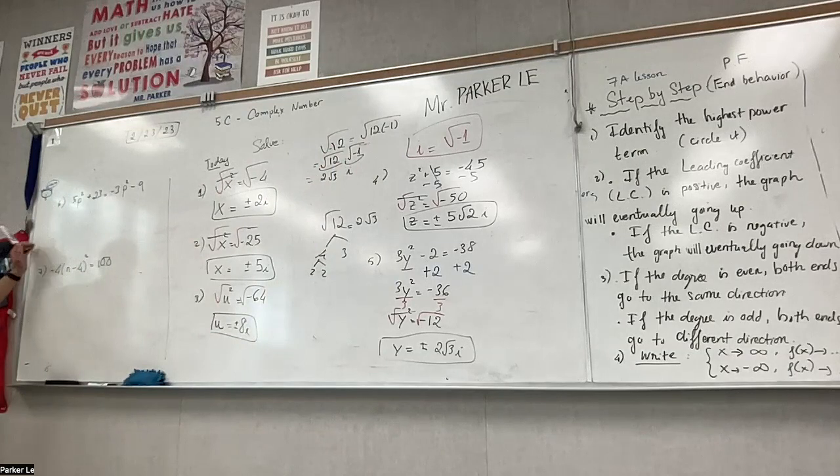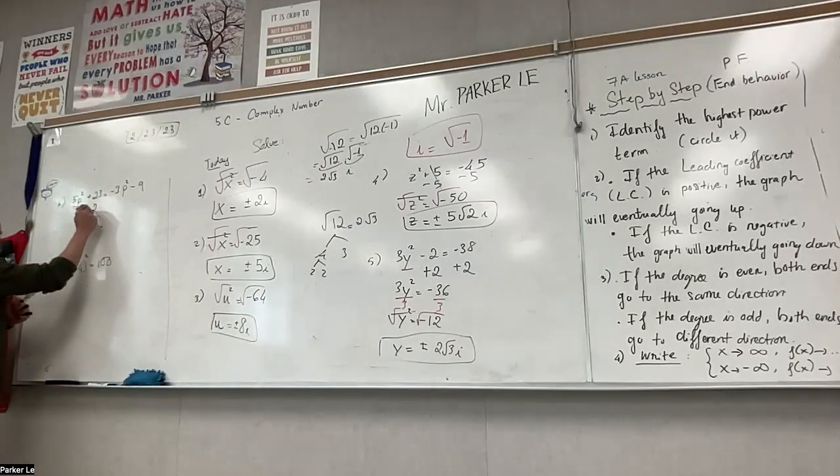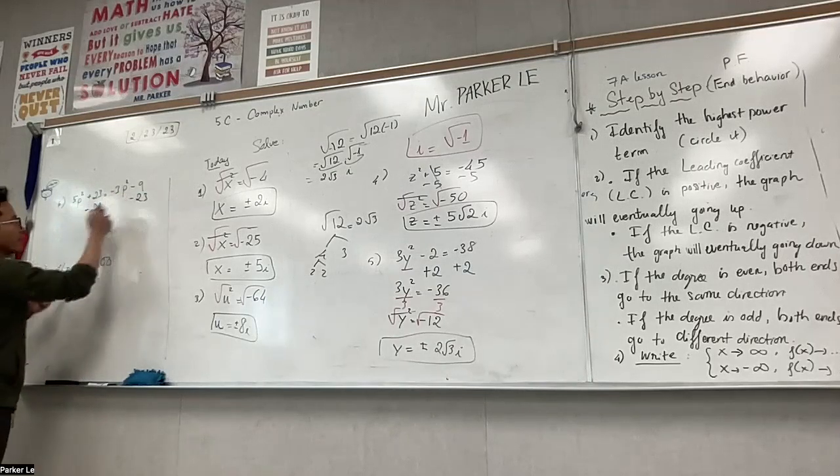All right, number 6. Oh, more complicated. Number 6. What are we gonna do? How can we handle number 6? What do you wanna do first? Okay, let's do that first. So minus 22. Okay, minus 22. That's 23.